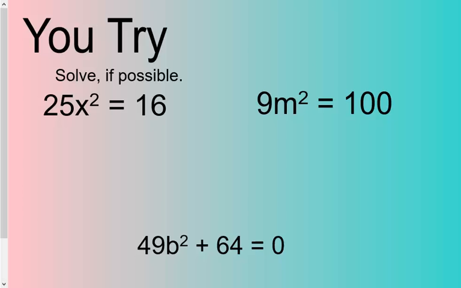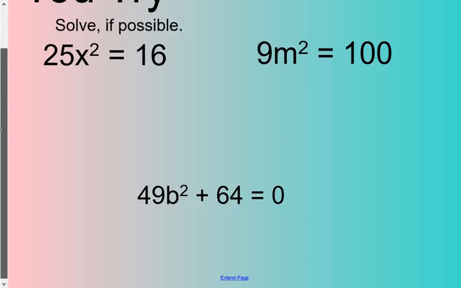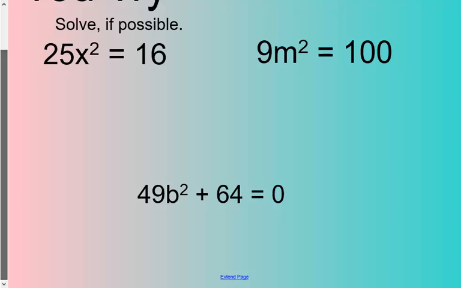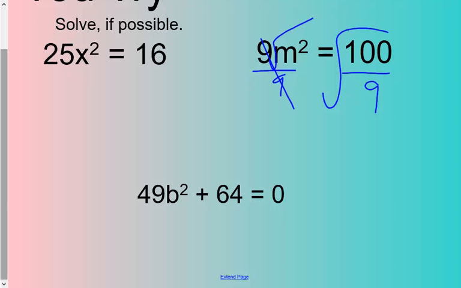All right, I'll do another problem like that. Let's do this one over here. Let's divide by 9. Divide by 9. And again, 100 over 9 isn't a nice number, but that's okay. We'll square root both sides and get 10 over 3, positive or negative.